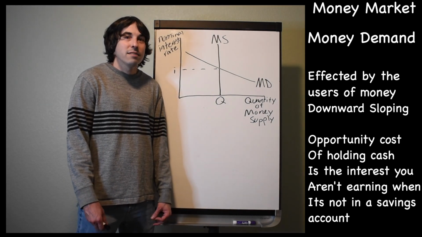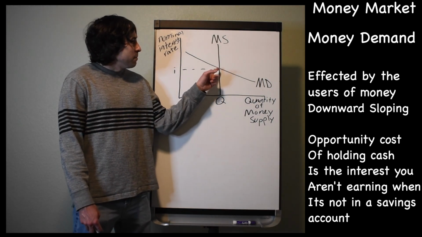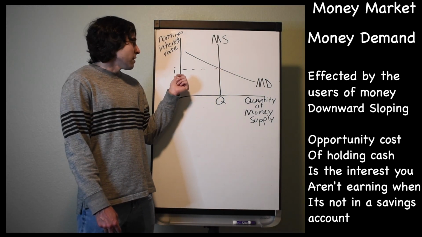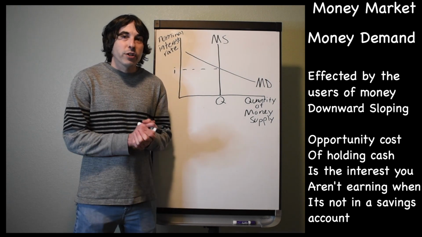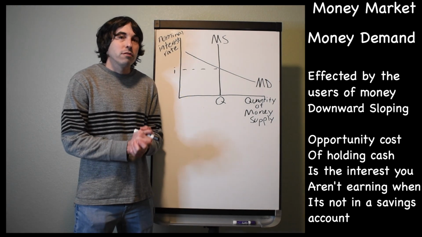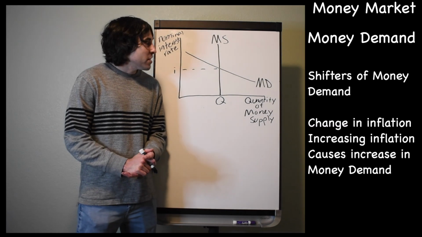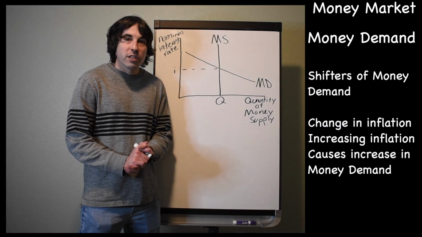coffee and gas. Where the money demand and the money supply curve intersect is going to be our nominal interest rate, and we're going to label that with the lowercase i because we're going to save the uppercase I for the loanable funds market. Things that cause the money demand curve to shift.